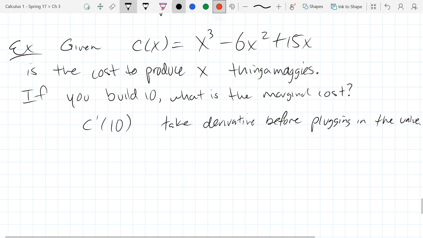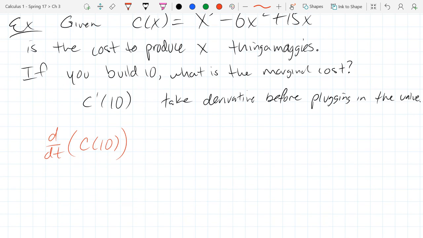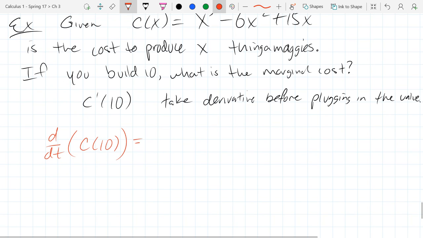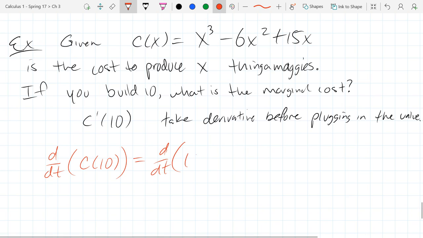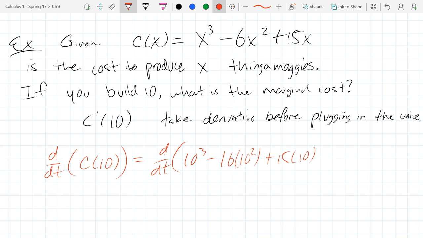And I'll do all this in red. So this is how you would write it. What I'm going to write down is correct. It's just not going to have a meaning that's very useful at all. So order of operations, I'm plugging in 10 first and then taking the derivative, just from the way it's written. Inside parentheses first. So 10 cubed minus 6 times 10 squared plus 15 times 10.